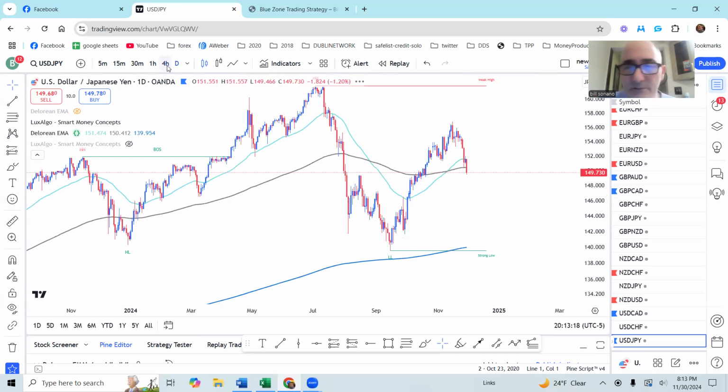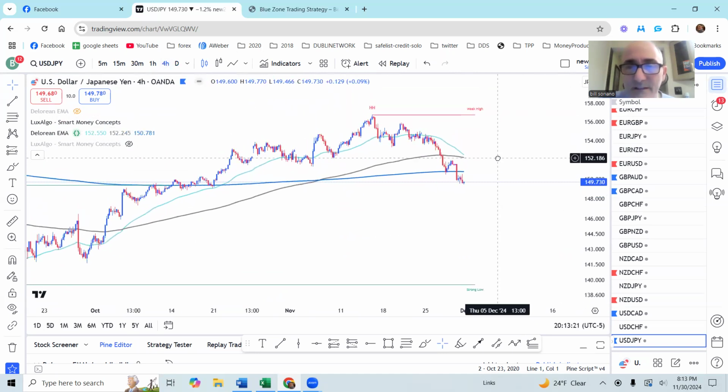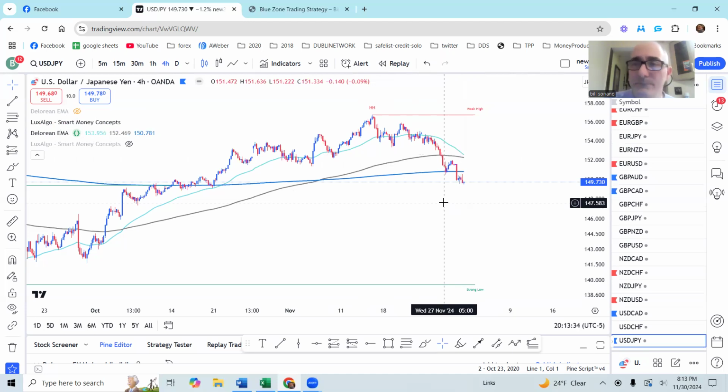Okay, when we drop down to the 4 hour, right, we see, again, price has moved down below the 800 and the 200, but because the moving averages are still in line, it's still okay to take this long, okay?